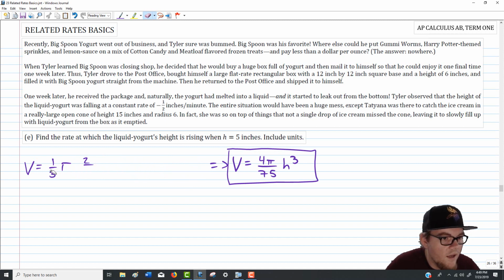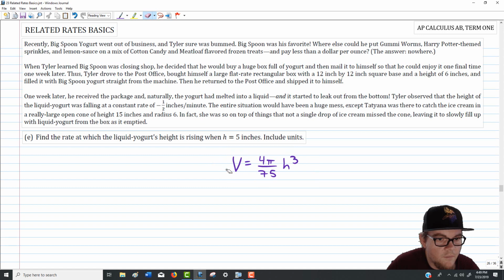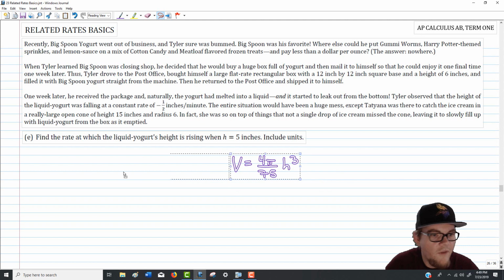So for part E, as I erase stuff, part E asks us to find the rate at which the liquid yogurt's height is rising when h equals 5.